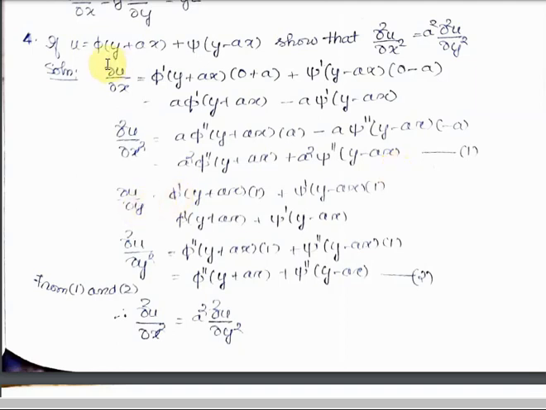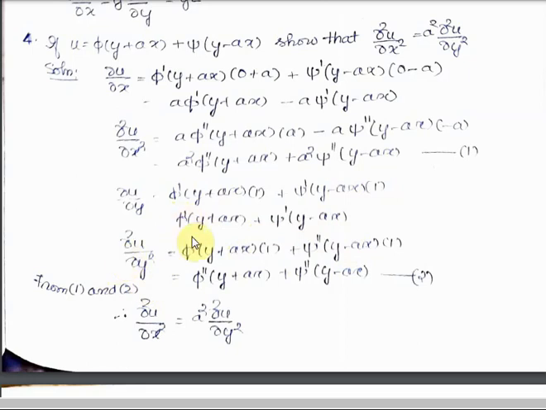Similarly, take u, differentiate with respect to y. Phi again becomes phi dash, and differentiation of y plus ax with respect to y is 1. A is constant, x is constant, so that is going to be 0. Plus psi becomes psi dash of y minus ax, differentiation of y minus ax with respect to y, y becomes 1, this is going to be 0, so this is 1. So it is phi dash of y plus ax plus psi dash of y minus ax.